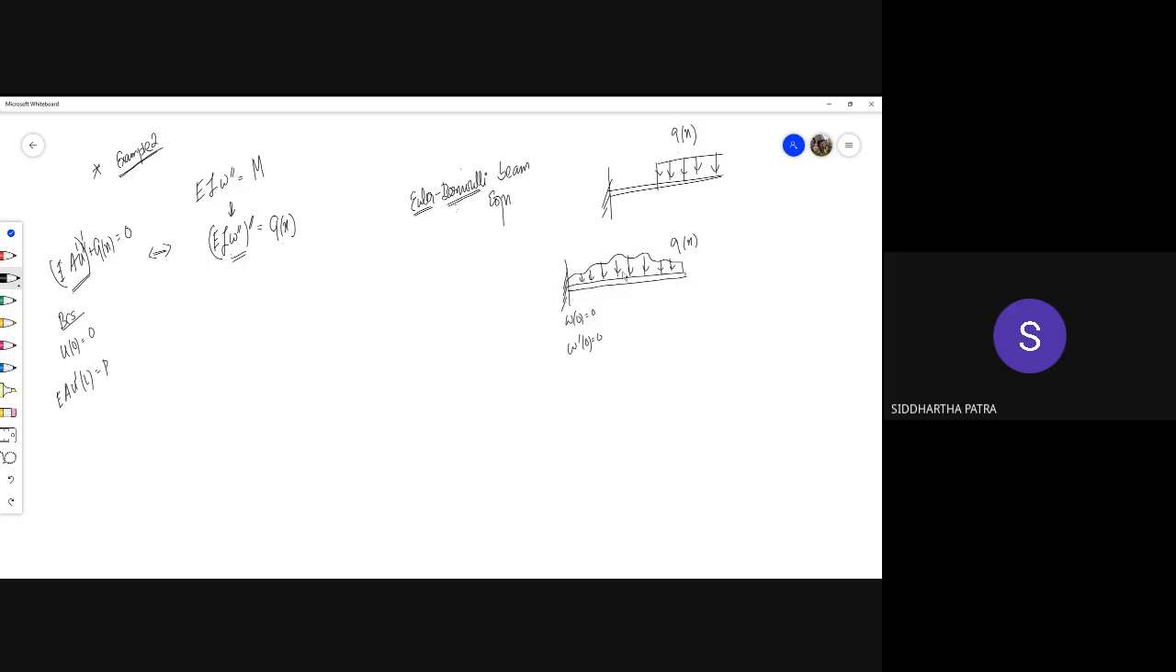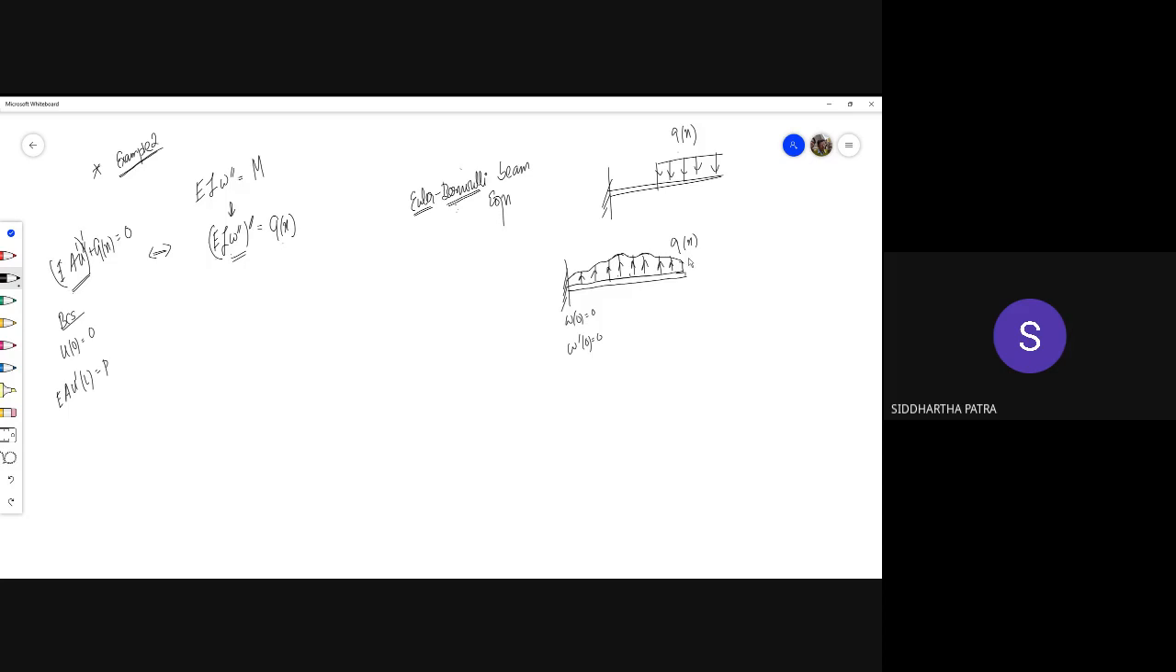So what do we get here? By the way, the correct direction for the force should be upwards. If it is downwards, we would be using a negative sign. So we are not using the standard beam sign convention. We are sticking to the global Cartesian form. So whatever is upward is positive y. That's what we are taking.